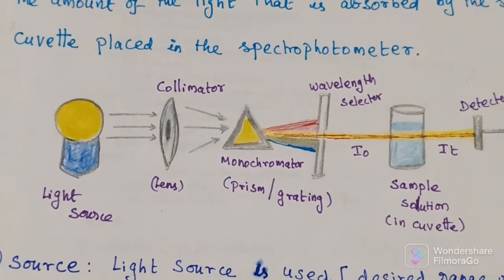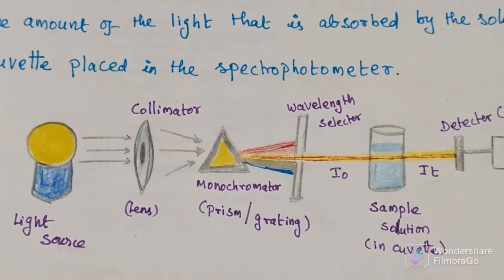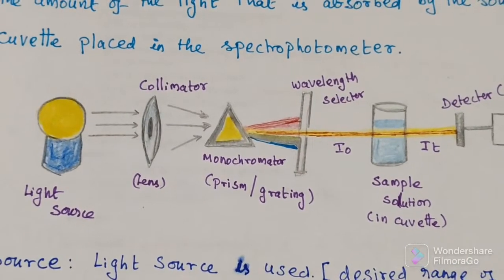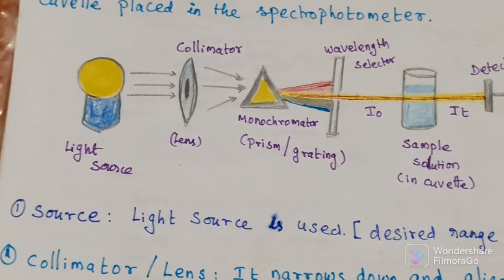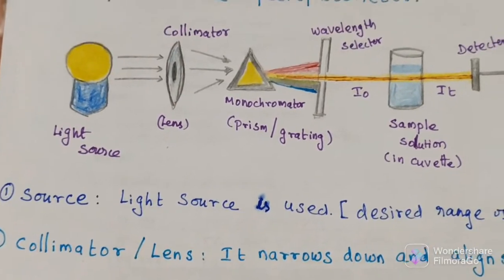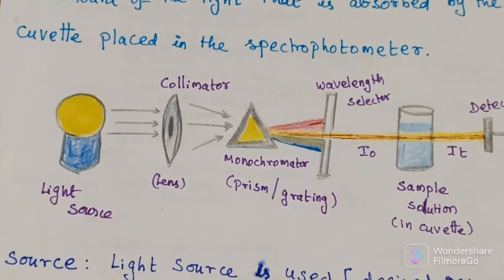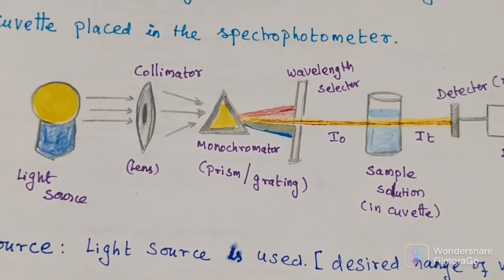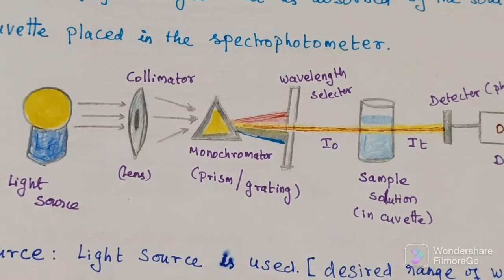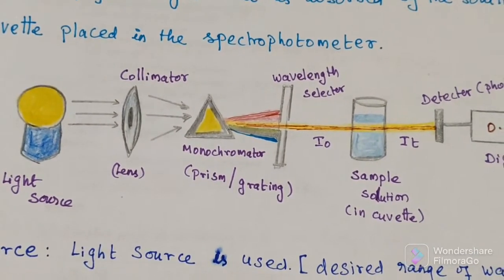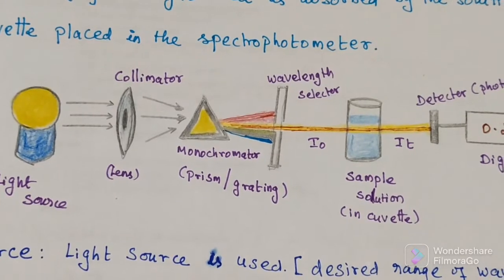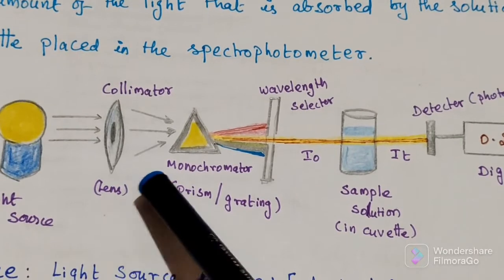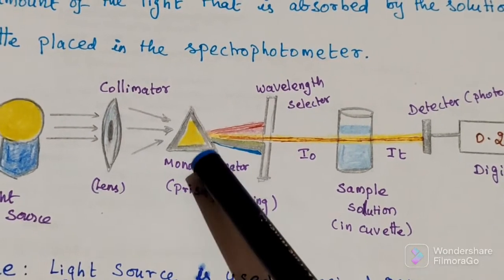First is the light source. It produces a desired range of wavelengths of light. The second one is the lens, the collimator. It transmits a straight beam of light coming from the light source. So it collects all the light from the source and passes it to the monochromator.